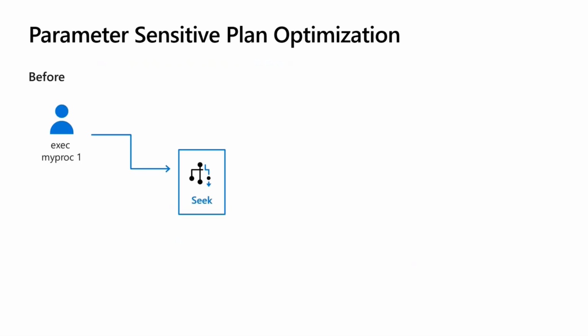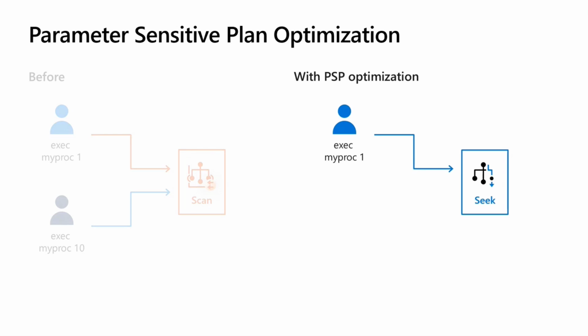To give you an example of what is happening today, let's say that we execute this procedure for the very first time with the parameter number 1, and it requires an index seek. Then let's say that we execute the stored procedure again with the parameter 10, and it's more optimal to use a table scan instead of the index seek. So when we go back and use parameter number 1, we will use the plan that is in the cache, which is not the optimal one.